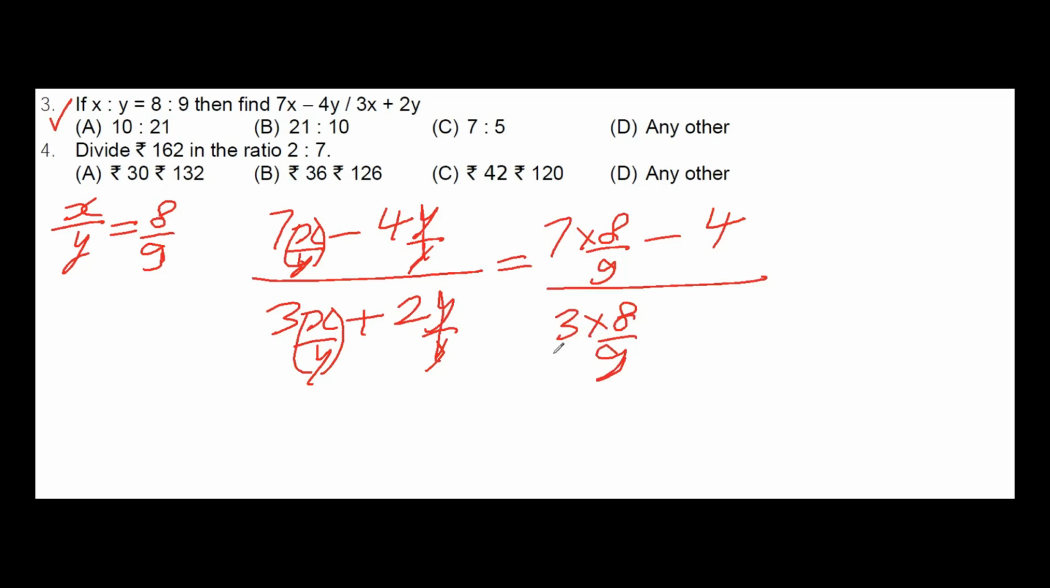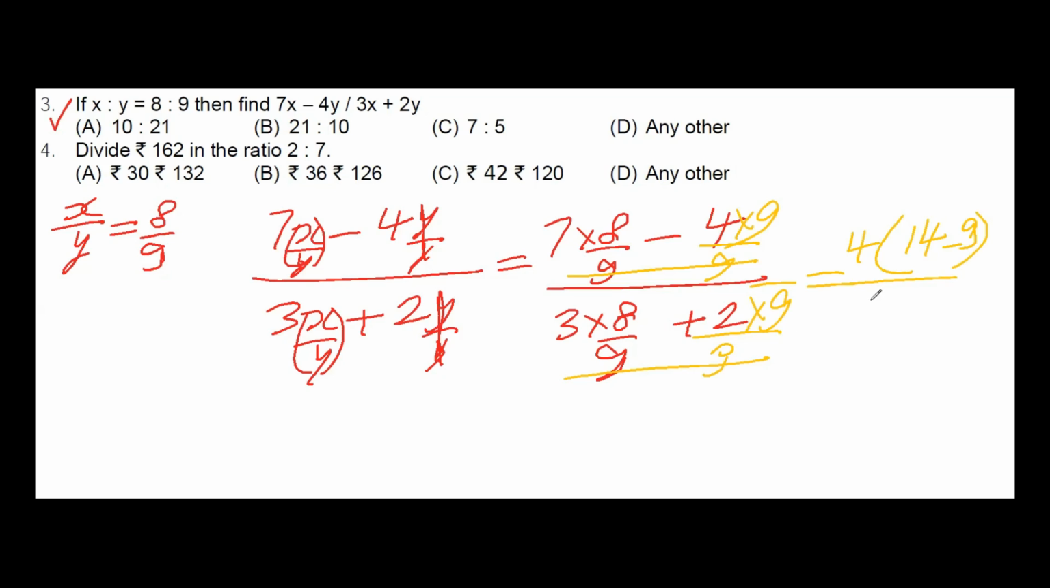This y and y is getting cancelled. So I will get plus 2. Okay, here 9 is missing. So what I'll do, multiply by 9, multiply by 9. Here 9 is missing. I'll multiply by 9 and multiply by 9. From everywhere I can cancel 9. Then what I can do is I can take 4 common. So 7 twos are 14. Okay, 7 twos are 14 minus 9 I have taken. Okay, why I took this? Okay, it was not required anyway.